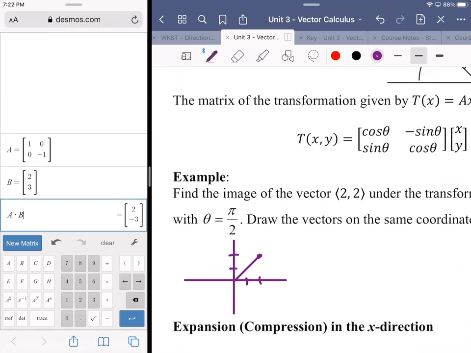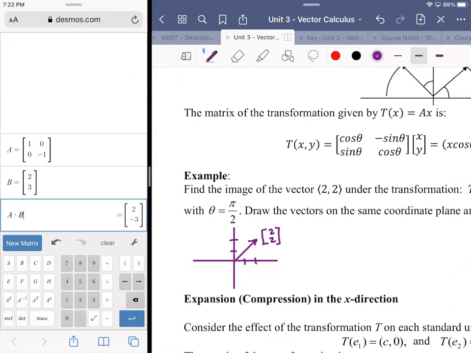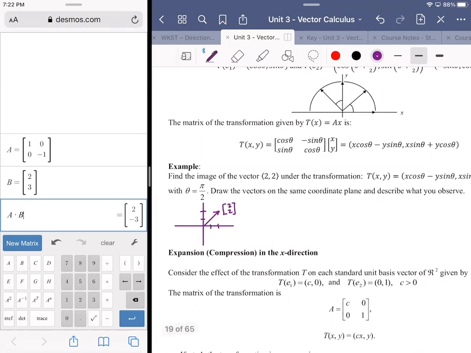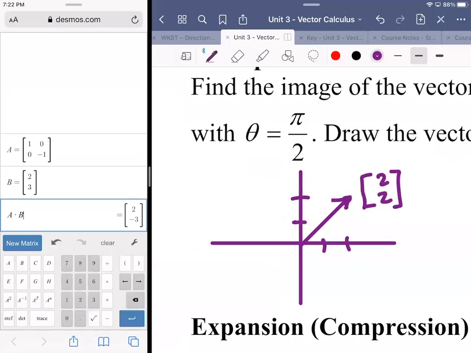So here's 2, 2. If I'm going to rotate this 90 degrees, I'd want to be thinking about what that means for i and j. So i is here again, j is here.